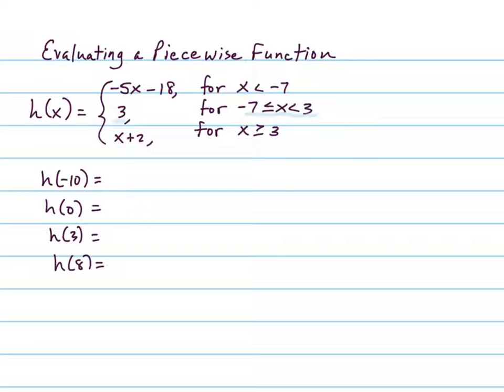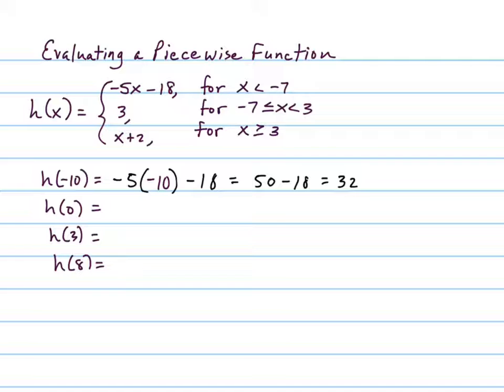All right, so let me erase my marks. And so let's go ahead and find h of negative 10. Now negative 10 is less than negative 7, so that would be this first piece. And so let's make a shell and plug in negative 10 for x. So that goes there. And so this would be 50 minus 18, which is, what's that, 32?